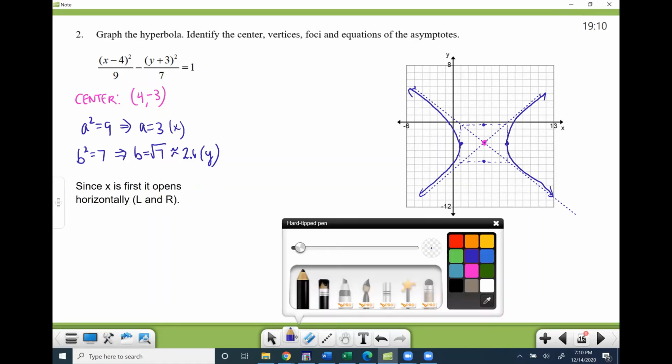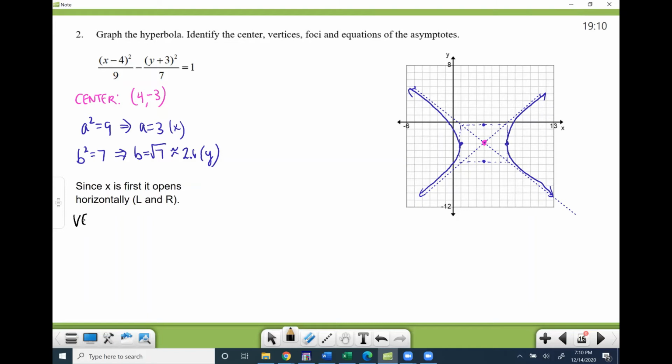And we even have the vertices just from the graph. It looks like it's going to be 1, -3 and 7, -3. That's me just not even using any formulas, but just saying, hey, that's a vertex and that's a vertex, right?